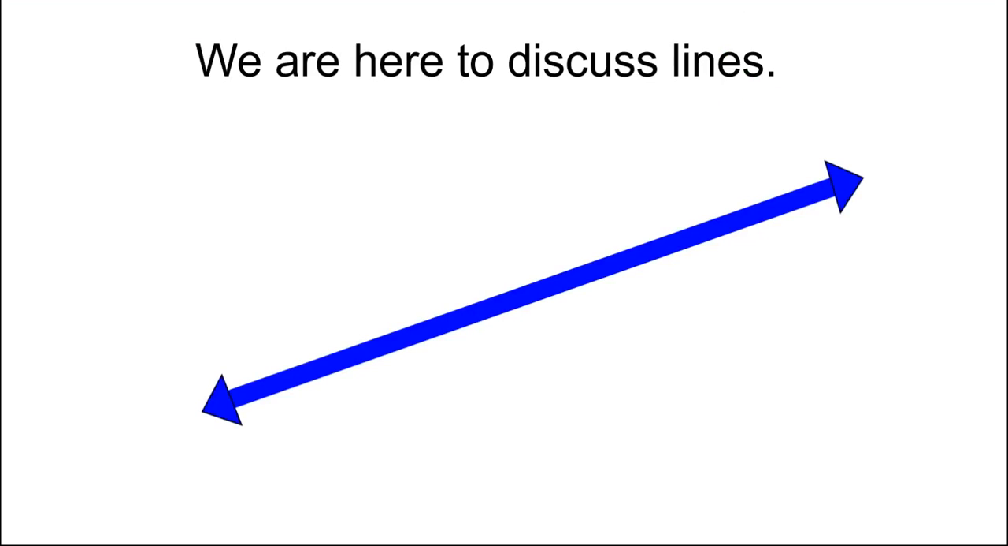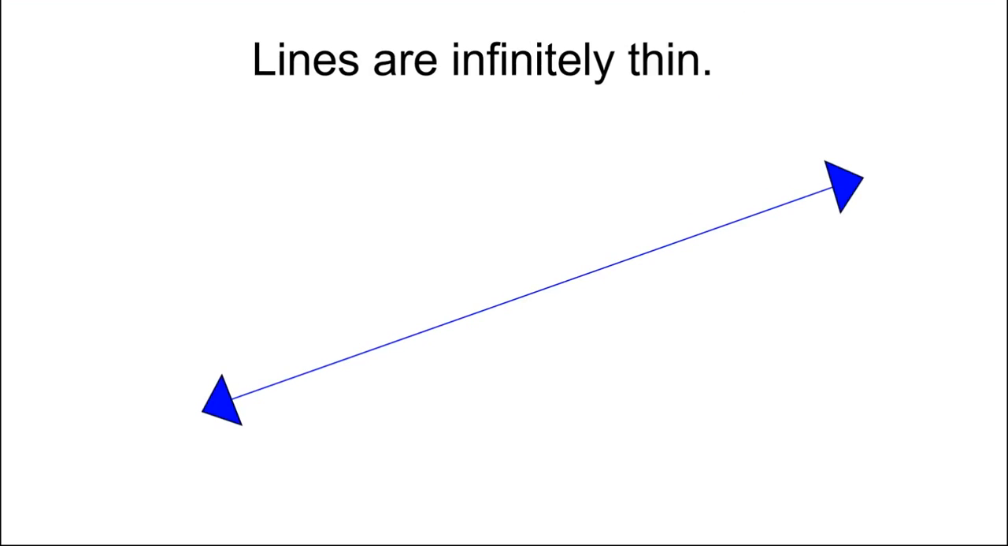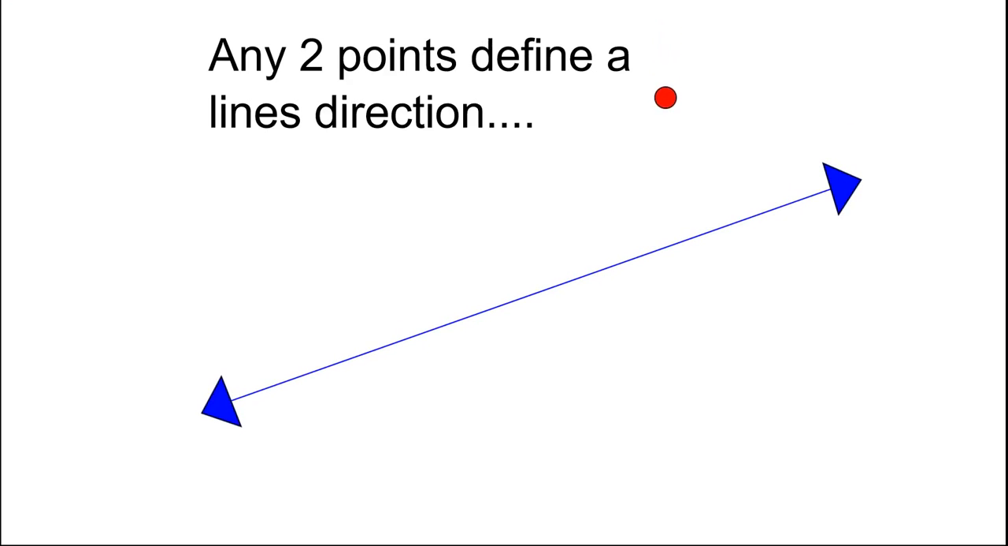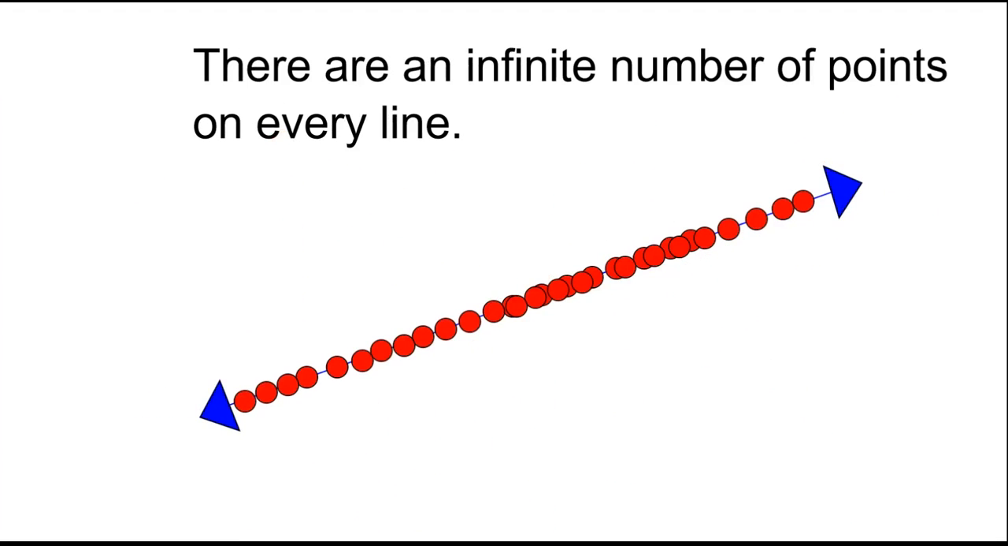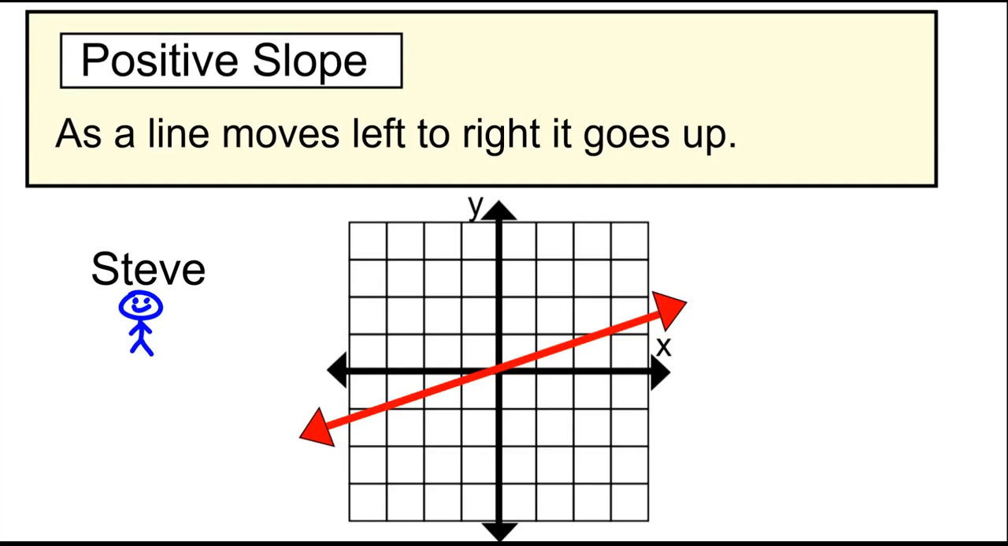We are here today to discuss lines. Remember, lines are infinitely thin. It takes exactly 2 points to define a line's direction, but there are an infinite number of points on every line. Let's use Steve to talk about positive slope. If we put Steve on the far left portion of the line and move him across the line, he is going in an upward direction. That's positive slope. You might think, well, if we reverse him, he's going down, and that would be negative slope. But that's just not right. We read lines left to right, and as he goes left to right, it goes up.